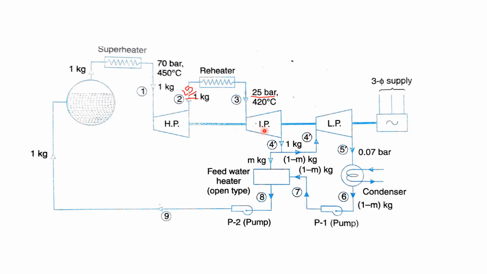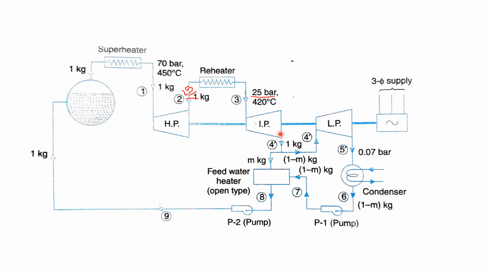This is sent to the intermediate turbine. Here we have three stages in the turbine. This is the high pressure, this is the intermediate one, and this one is the low pressure. After the expansion happened, 25 bar initially at 220 bar. Then, without completing the expansion, we are taking a steam bleed at the fourth state.